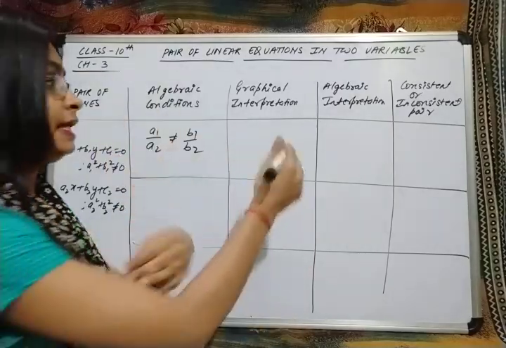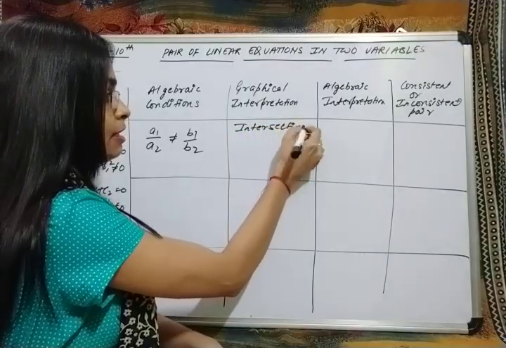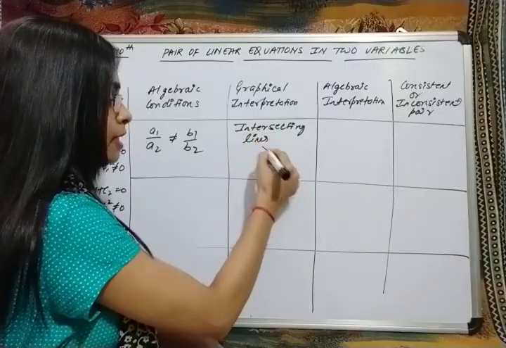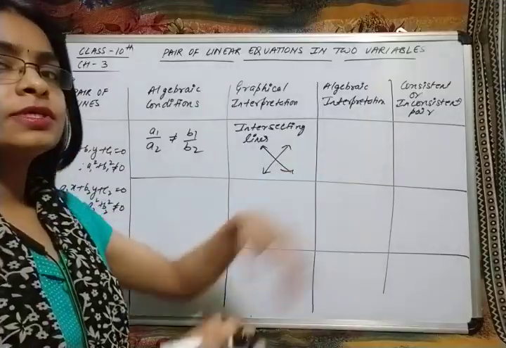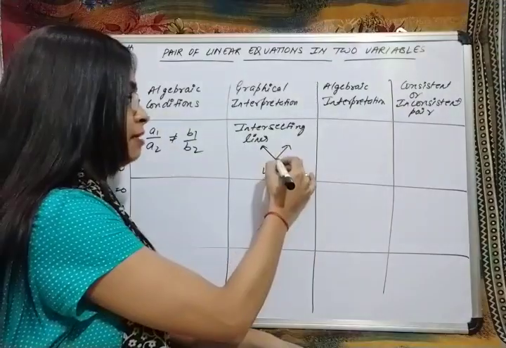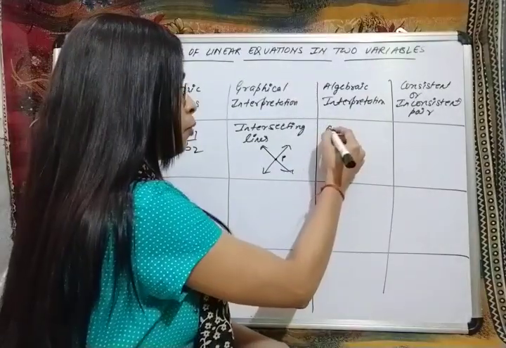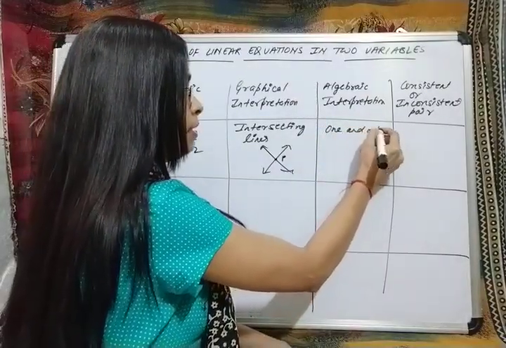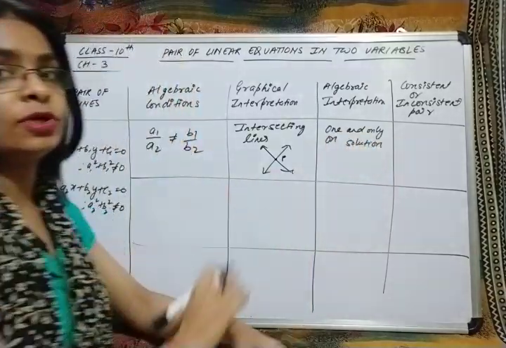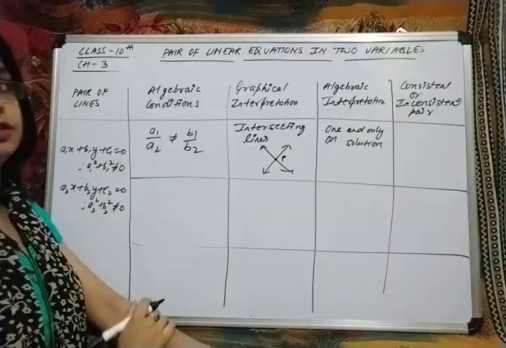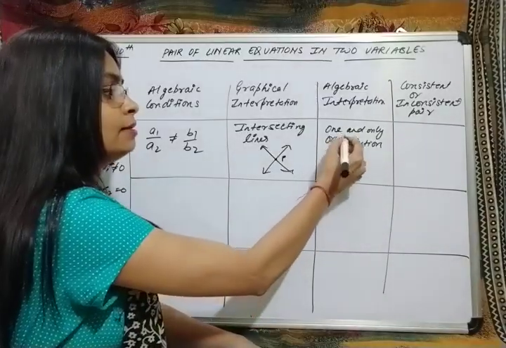We are getting the intersecting lines. And what was the algebraic interpretation? This means we will get a unique solution, only one solution. So one and only one solution of the pair of linear equations in two variables. That is the common solution of this. We are not talking of them separately. Common solution, one and only one solution.